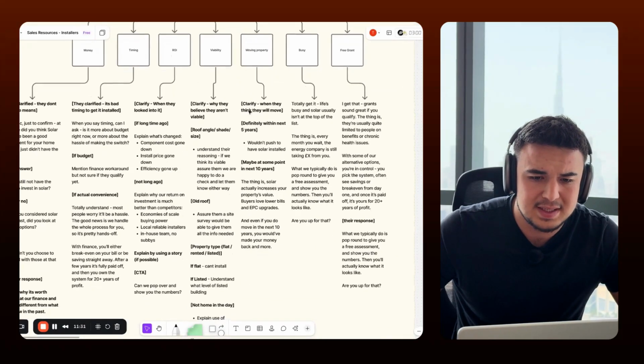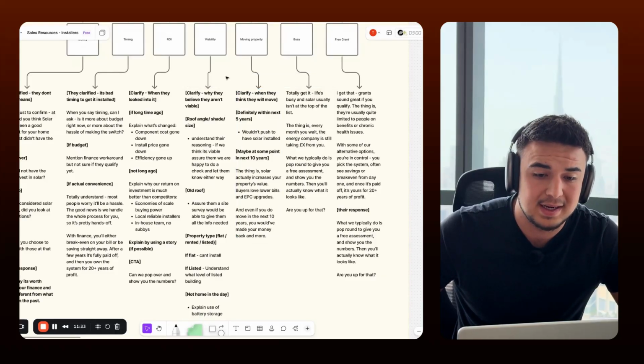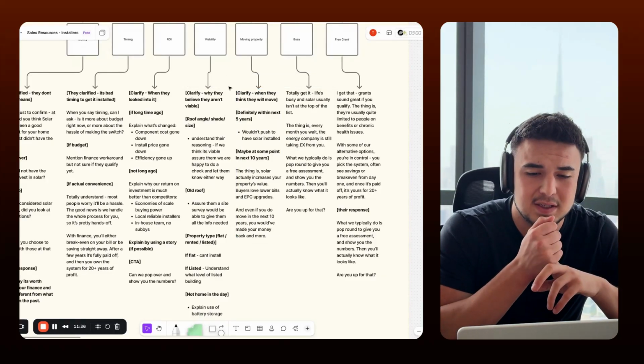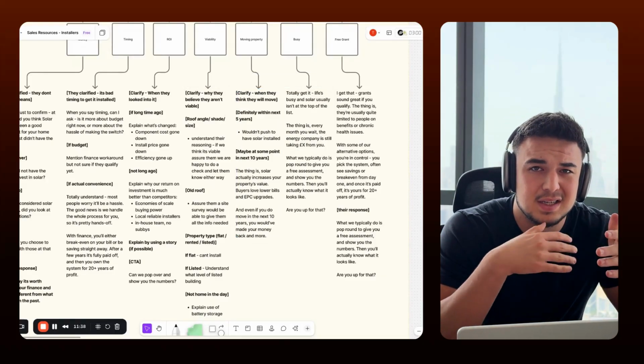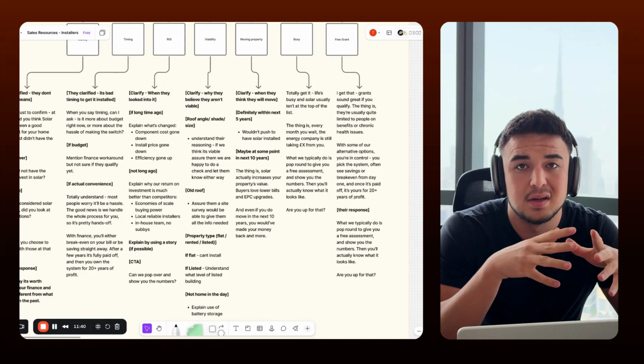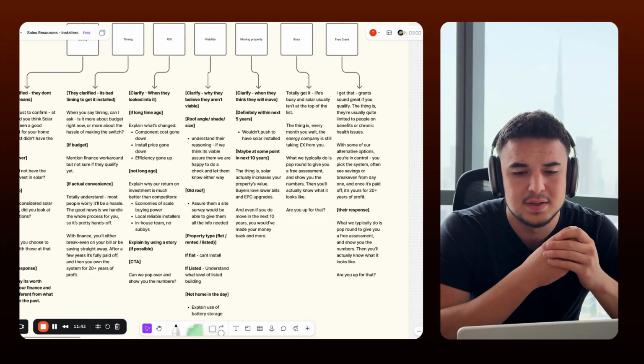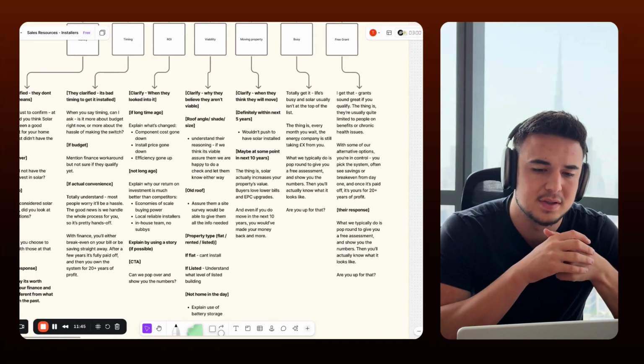And moving property is the next one. So clarify when they think they're going to move. If they're definitely going to move within the next 5 years, I wouldn't push to have any services installed, depending on the sort of service that you're installing, obviously. But if it's solar, then I wouldn't push to have it if they're moving in the next 5 years.